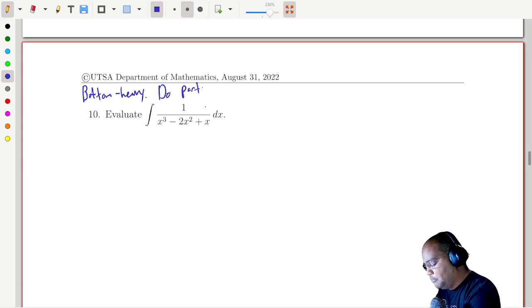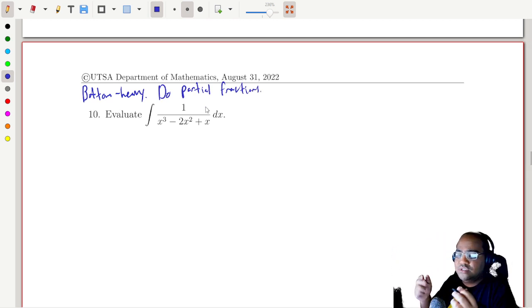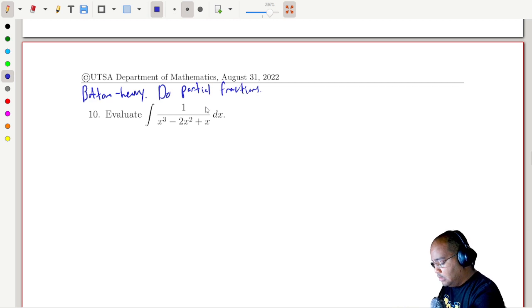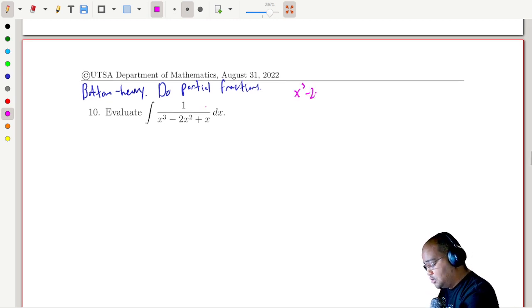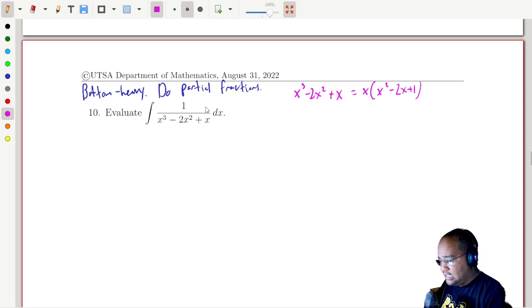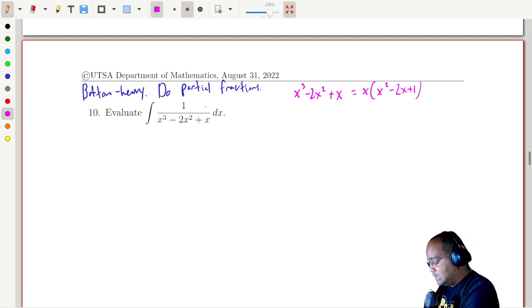And so we need to set up for partial fractions. So what we need to do is to first factor the denominator. So we're going to factor our denominator here. I'll do that off to the side here in this pink color. So we have x cubed minus 2x squared plus x. Note that I can factor out an x as a GCF. So we get x times x squared minus 2x plus 1. And now notice that the inside part is actually a perfect square. We have x times x minus 1 squared.